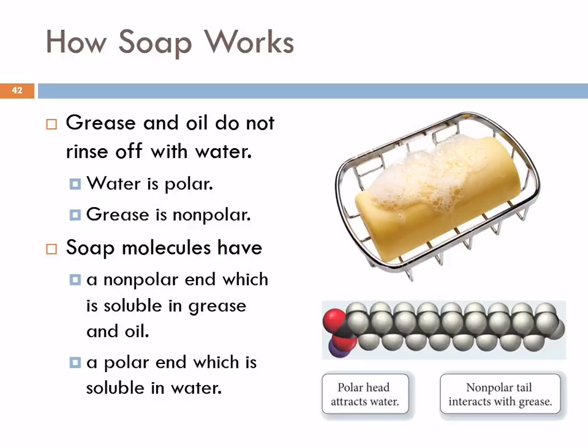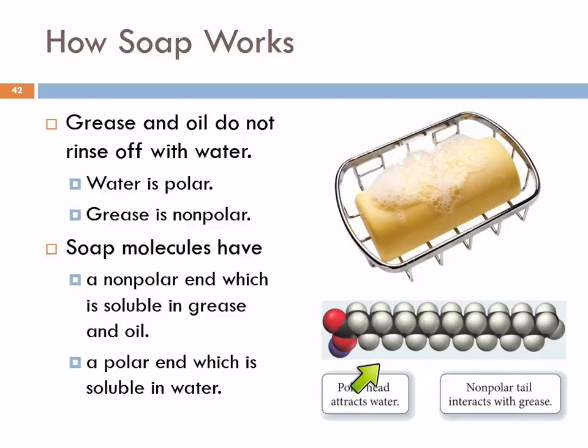If you get oil on your hands or grease or Crisco or something, you can't just rinse it off with water. It's just not going to come off, right? We've probably all had that experience. You get all buttery fingers and you can't just rinse it off. You need some soap. How does soap work?